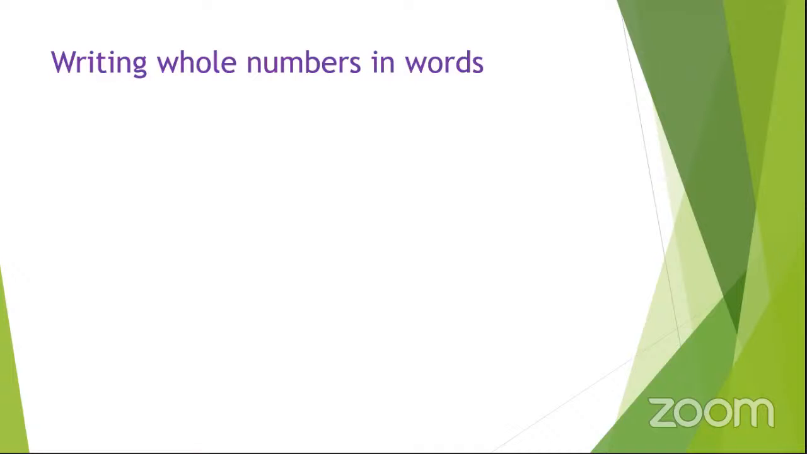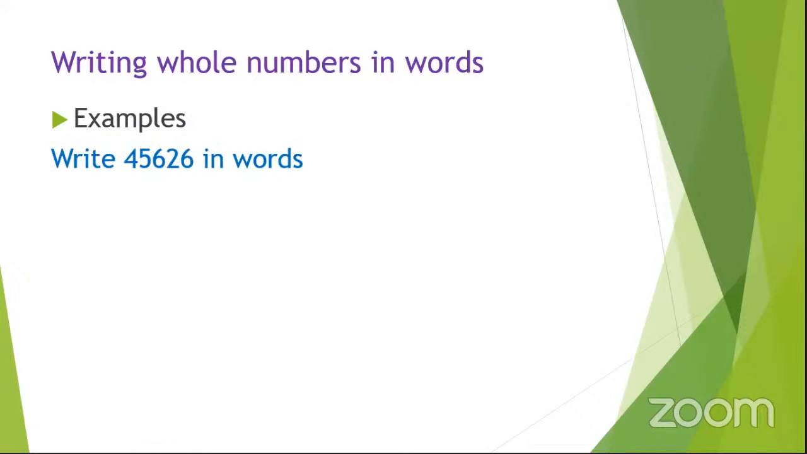One thing we do when we are writing whole numbers in words, we group them in threes, but we count from the right hand. So whenever you count 3 digits, you make that group. You also count other 3 digits, you make that group. Let us see how we can do it. Let us see the example here.